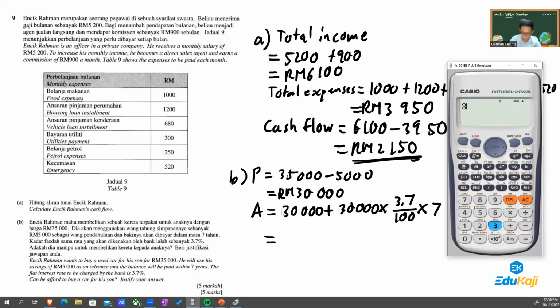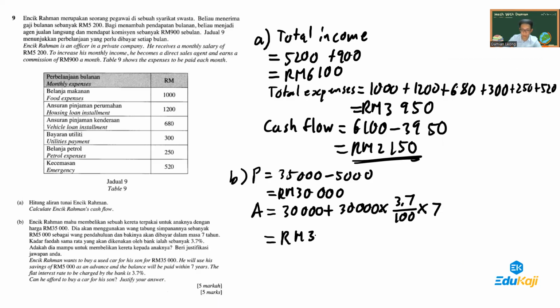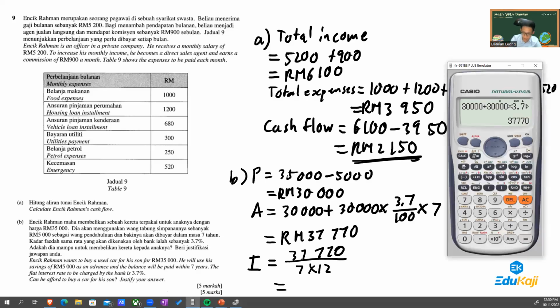So 30,000 plus 30,000 times 3.7% times 7. I get 37,770. Then the monthly installment will be 37,770 divided by number of months. So 7 years means 7 years times 12 months each year. 37,770 divide bracket 7 times 12.